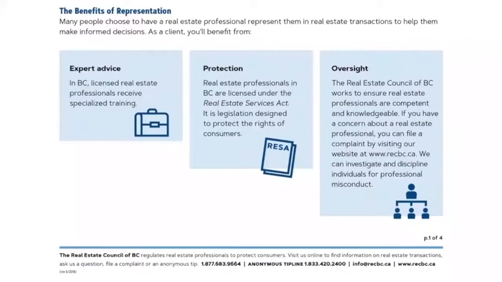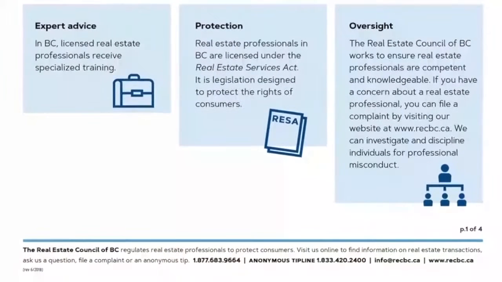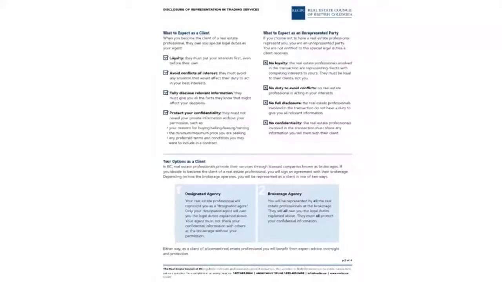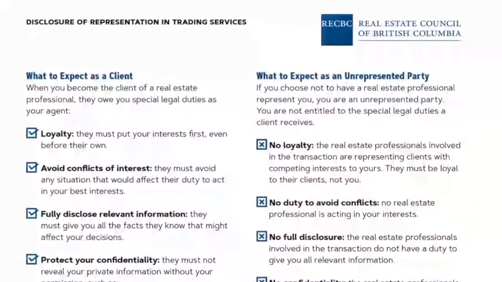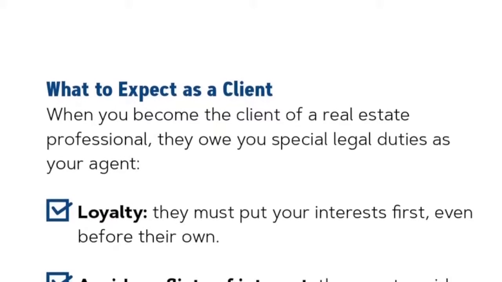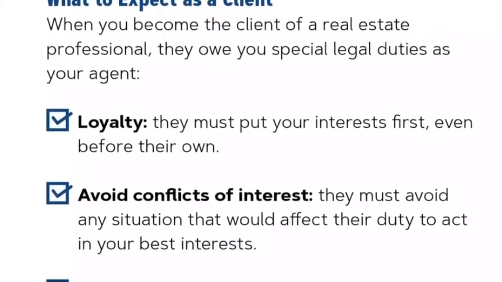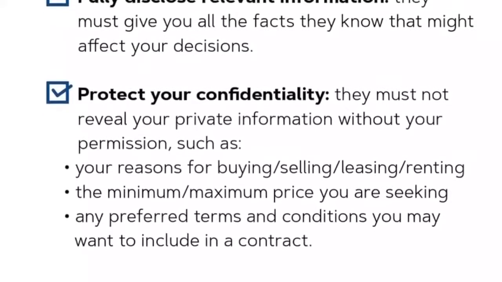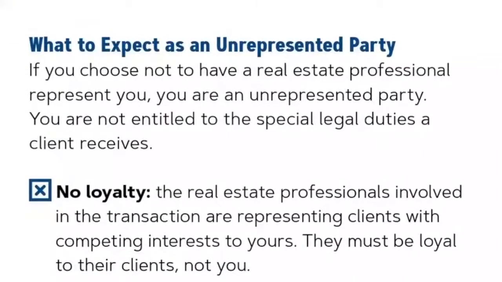This section covers 4 key points that consumers need to know before entering into a real estate transaction. First, the benefits of working with a realtor, which includes expert advice, protection, and oversight. Second, an overview of what representation means. For example, as a client, you, the consumer, have engaged a realtor to provide services on your behalf. Your realtor will owe you special legal fiduciary duties, including undivided loyalty, avoiding conflicts of interest, disclosing material information, and protecting your confidentiality. Third, an overview of what being unrepresented means.